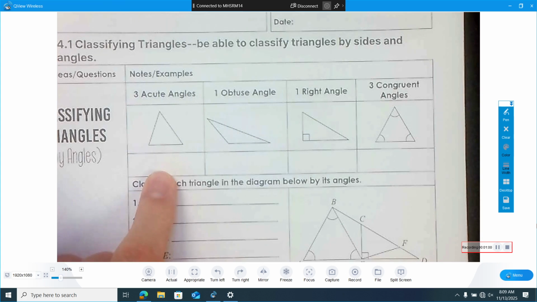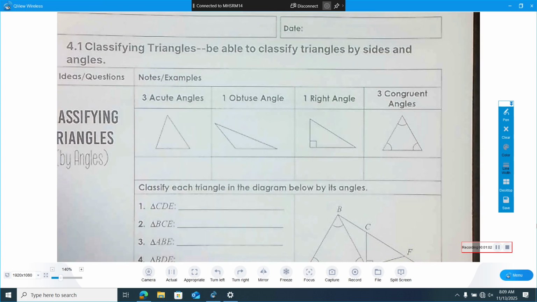So this is an example of a triangle. Hello? Yeah. Mm-hmm. Okay. Yep, bye.